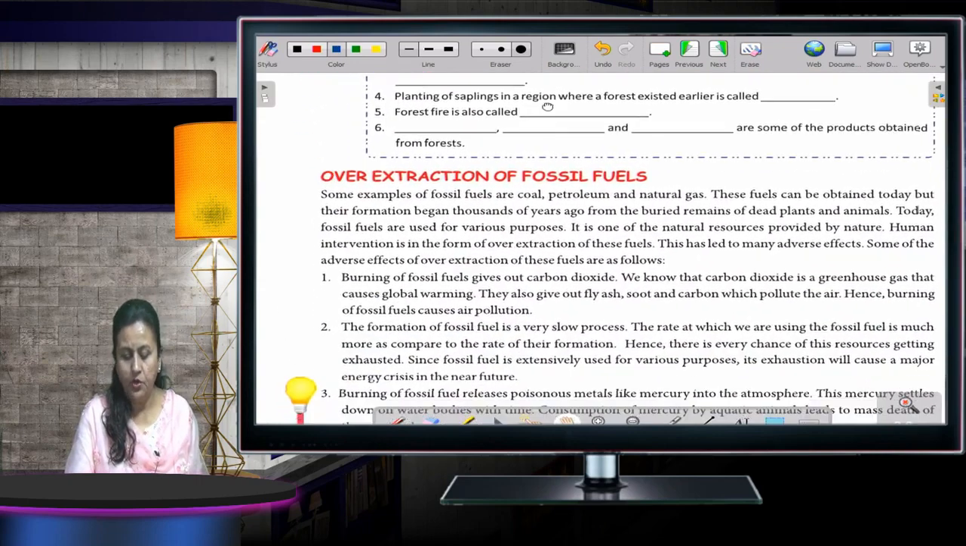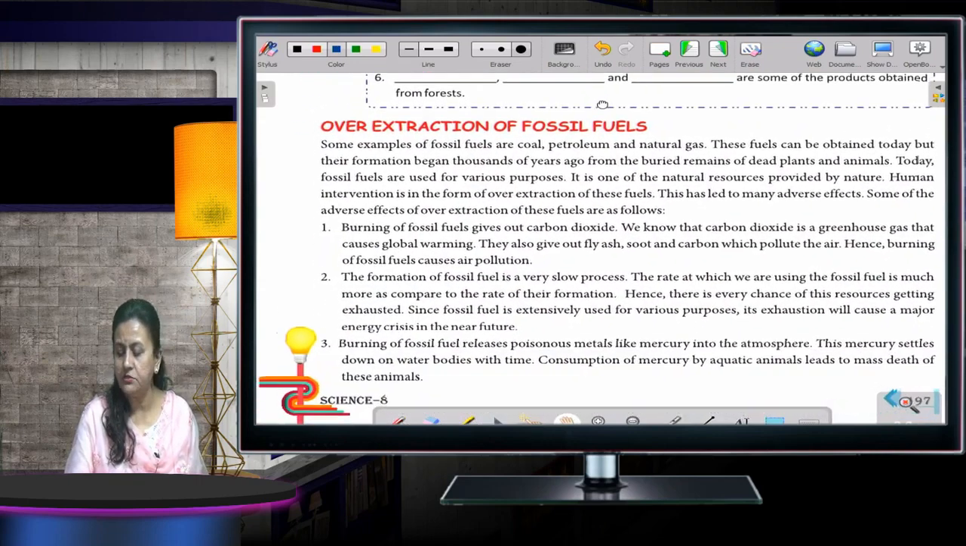Now, over extraction of fossil fuels. Some examples of fossil fuels are coal, petroleum and natural gas. These fuels can be obtained today, but their formation began thousands of years ago from the buried remains of dead plants and animals. Today, fossil fuels are used for various purposes. It is one of the natural resources provided by nature.